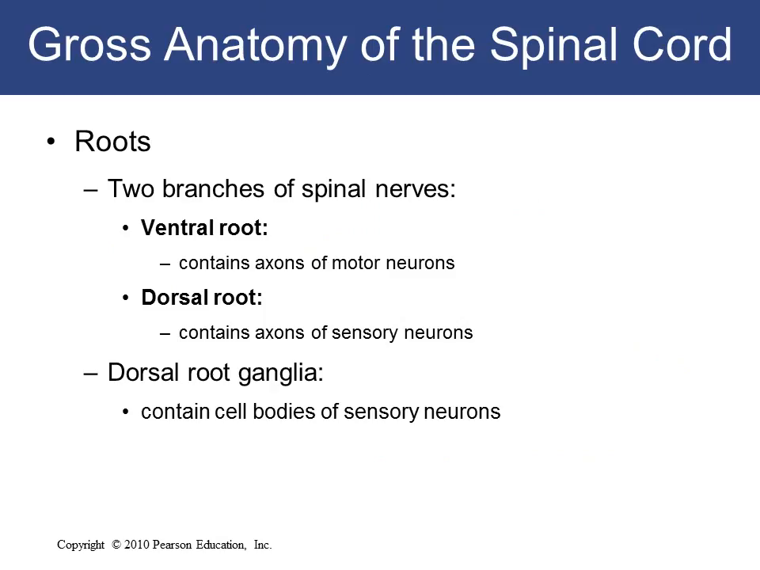When you are looking at the section of the spinal cord, there are two roots. This root has two branches of spinal nerves. We have the ventral root and the dorsal root. The ventral root contains the axons of motor neurons, and the dorsal root contains the axons of sensory neurons. And the dorsal root ganglia contain the cell bodies of the sensory neurons whose axons are found in the dorsal root of the spinal cord. So the diagram we will show next will help us to know which one is the ventral root, the dorsal root, and the dorsal root ganglia.